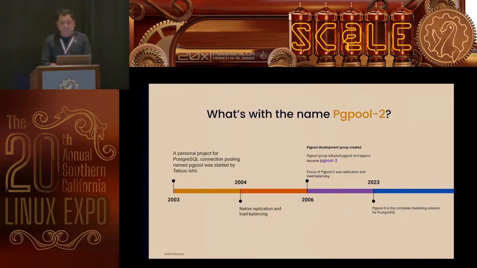Before starting on what Pgpool-II is right now, I want to go through the history of Pgpool, because in my opinion the name Pgpool-II is somewhat confusing. It was started in 2003 as a personal project, and Tatsuo Ishii was the original author of Pgpool. There was no "two" in the name then. Pgpool was originally meant to be a connection pooler, just like PgBouncer these days. But eventually, in 2004, native replication and load balancing got added to the Pgpool project.